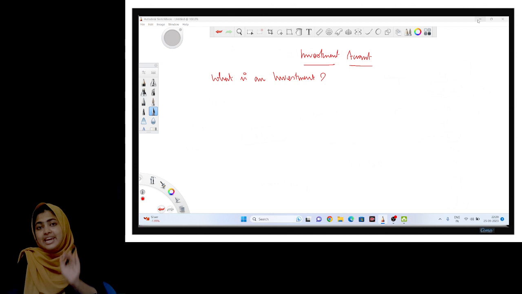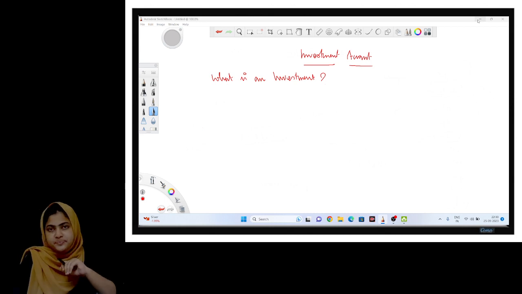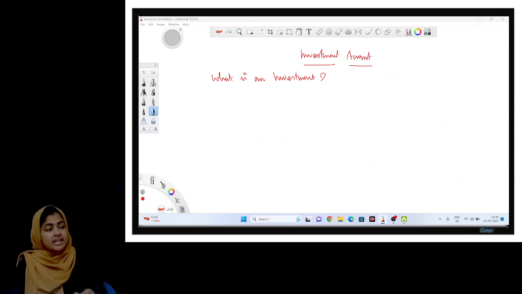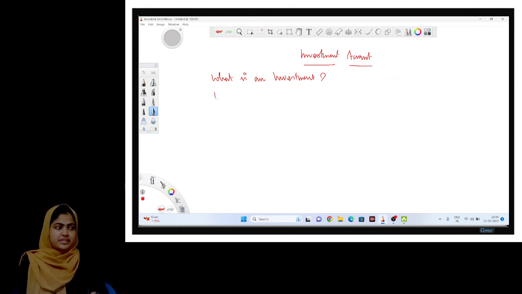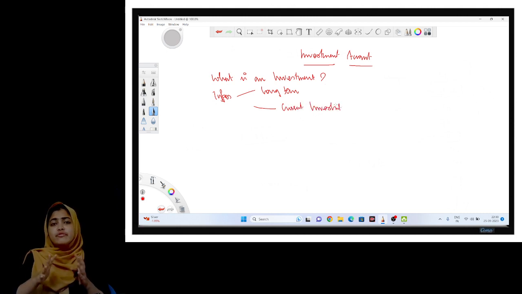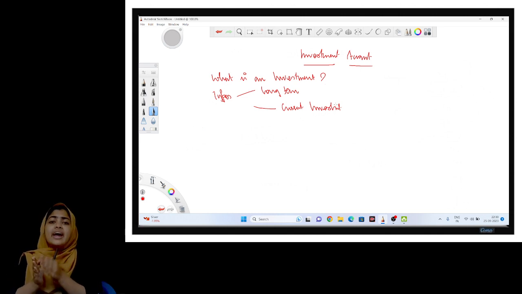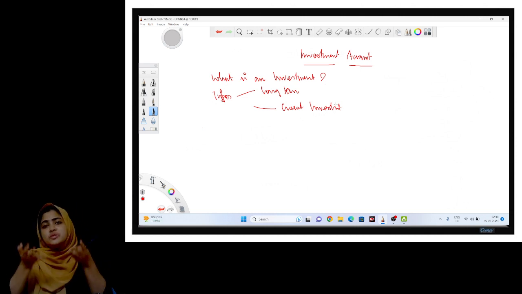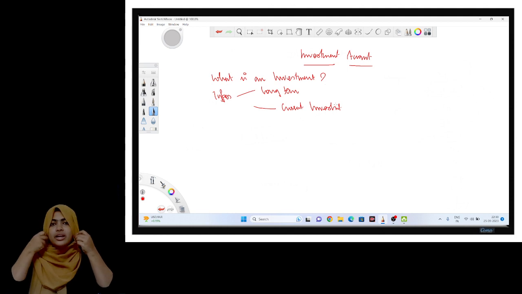So in short, investments are those assets which are going to give you a return or an income. Clear with that? Okay. Now there are two types of investment. One is long-term investment and another one is current investment. Long-term investment, as you all know, is those investments which are held for more than one accounting period. And what is current investment? Those investments which are held for less than one accounting period.